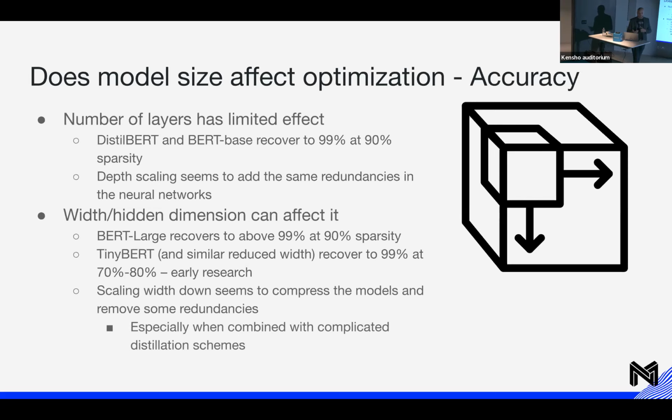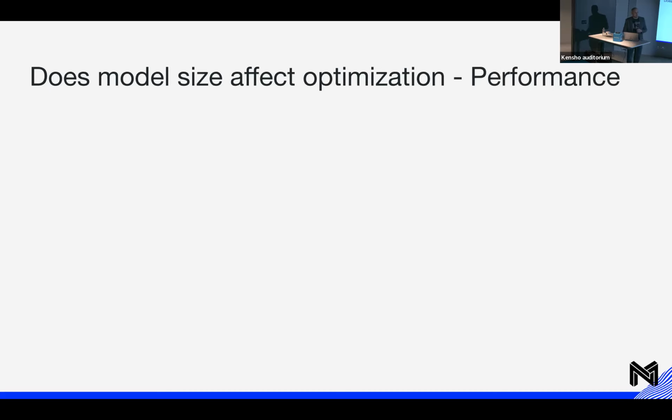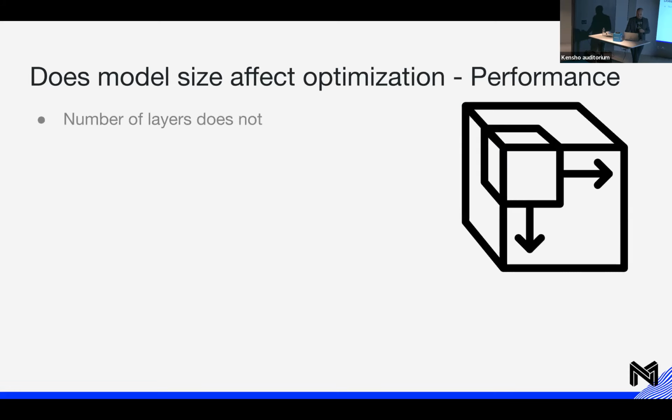And then this also gets complicated whenever we're combining it with complicated distillation schemes, but generally you can get to 70, 80, 90% sparsity. A lot of these networks can essentially be completely removed and the model still functions almost exactly the same. And then looking at the effect of model size and optimization on performance. So number of layers doesn't really matter, as we talked about before. It's just linear scaling, and since we get the same recovery for the same sparsity, we're going to get the same speed up. So DistilBERT and BERT base both get about 4.75x speed up on DeepSparse CPU.